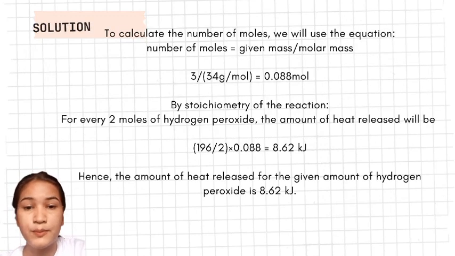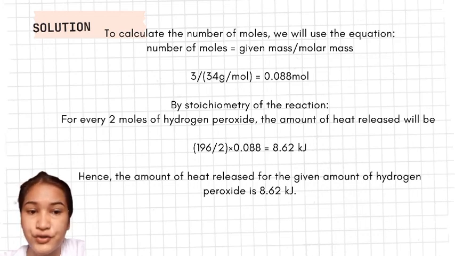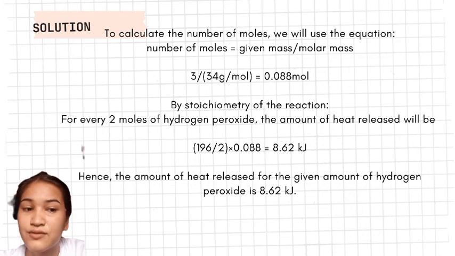To answer this sample problem, let us first calculate the number of moles using this formula. Substituting values will have a resulting value of 0.088 moles. By stoichiometry of the reaction, we can say that 8.62 kilojoules is the amount of heat released for the given amount of hydrogen peroxide.